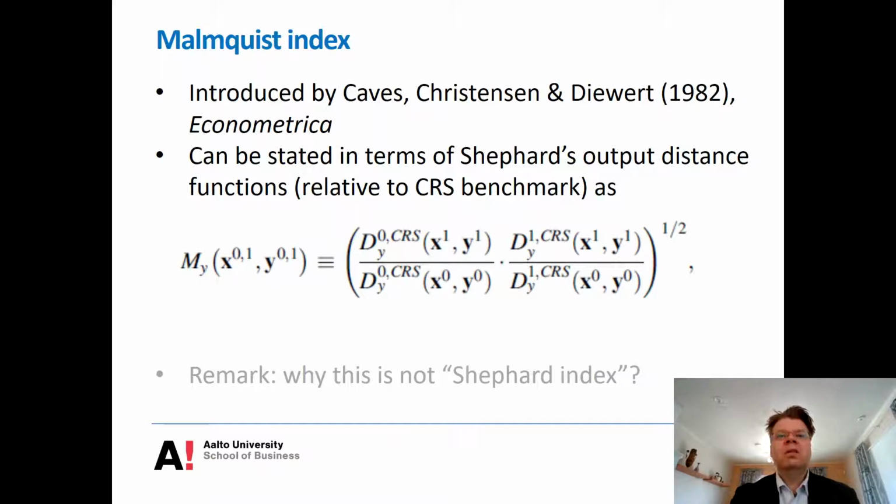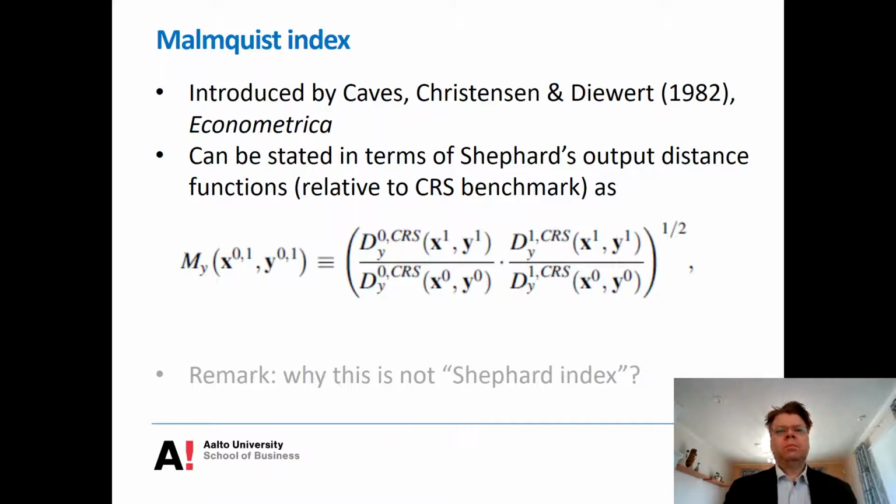But in my view, this naming convention just illustrates that sometimes these names after some person are not always so clear cut or without possibility to debate. Anyway, if I would start to unilaterally call it a Shephard index, then nobody would understand what I'm talking about. So I also use the term Malmquist index, even if it's in my view a little bit misleading. It's certainly misleading to cite the Malmquist paper for this particular formula that I have presented here.